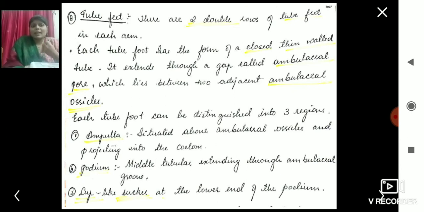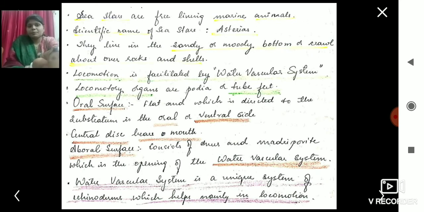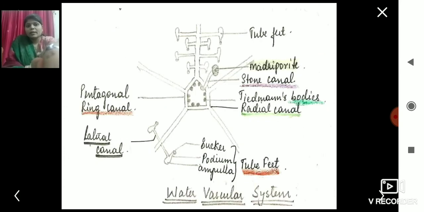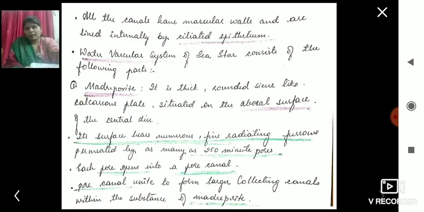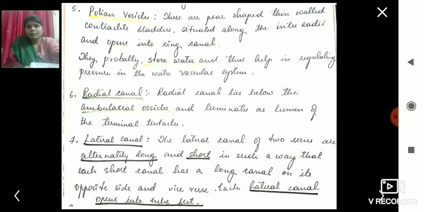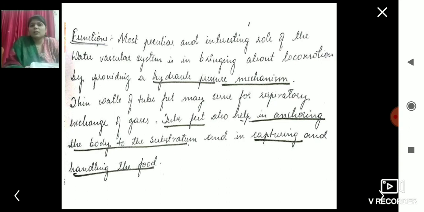Each tube foot can be distinguished into three regions, that is ampulla, podium and the cup-like sucker. The ampulla is situated above the umbilical ossicle and projecting into the coelom. The podium is the middle tubular part through the umbilical grooves, and the cup-like sucker is at the lower end of the podium, that you can see here. So in the diagram you can clearly see that this is the sucker, this is the podium and this is the ampulla.